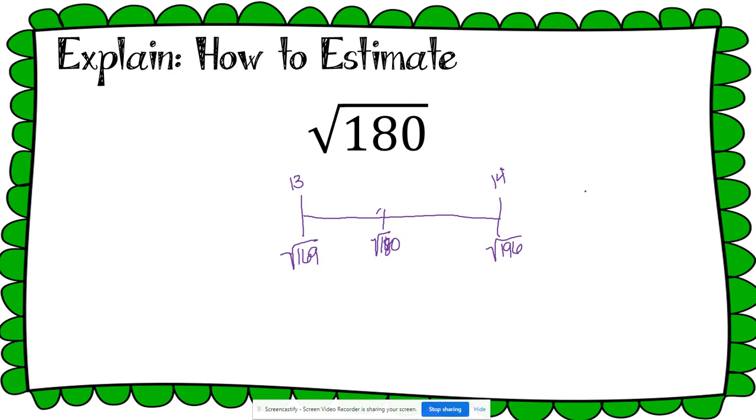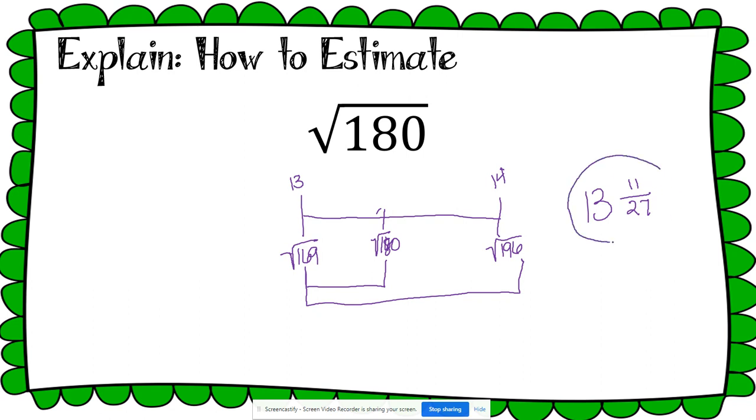Well, we know that our whole number here is going to be 13, and we just need to figure out our numerator and our denominator. Our numerator is our distance from 169 to 180, and that distance is 11. Our denominator is our distance from 169 to 196. Well, that distance is 27. So our solution is going to be approximately near 13 and 11/27 on a number line.